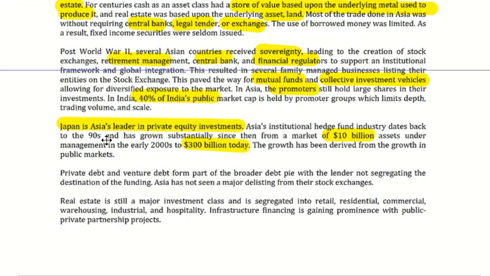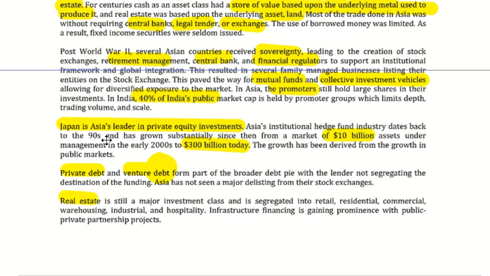Talking about private debt and venture debt. Remember, venture debt as a term is just the other side of venture capital. That's when early stage investors come into the business. They don't invest in the business in terms of equity, they loan debt. They put debt into the business. That's called venture debt. And that's also growing there in Asia.